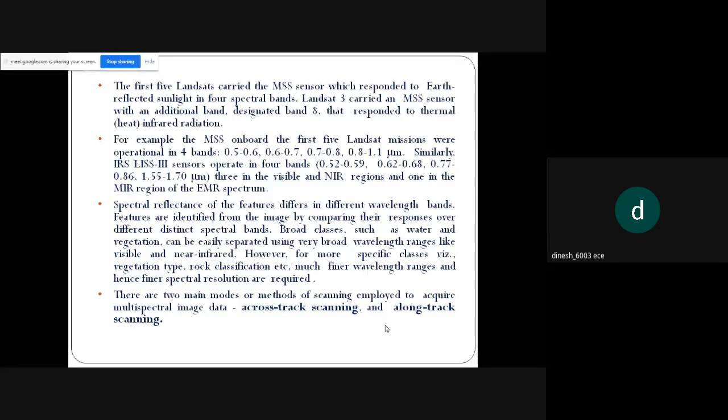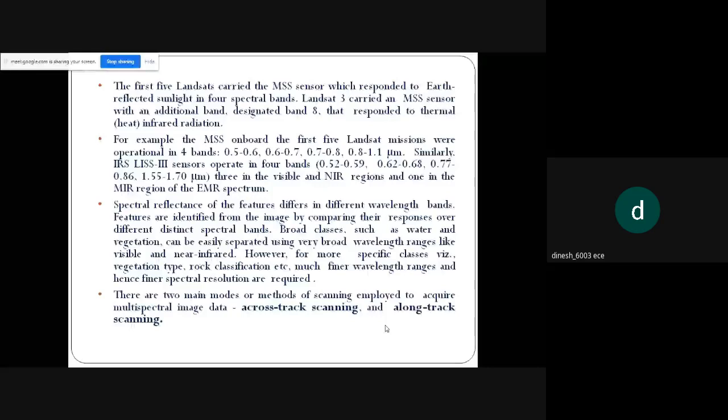Similarly, the IRS, Indian Remote Sensing, LISS 3 sensors operated in 4 bands: 0.52 to 0.59, 0.62 to 0.68, 0.77 to 0.86, and 1.55 to 1.70 micrometers. The first 3 are in the visible and near infrared region, and 1 is in the middle infrared region of the electromagnetic spectrum. So like this, IRS, Indian Remote Sensing satellite sensors were being used.